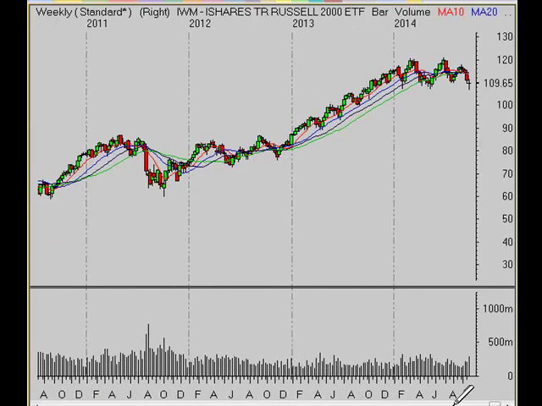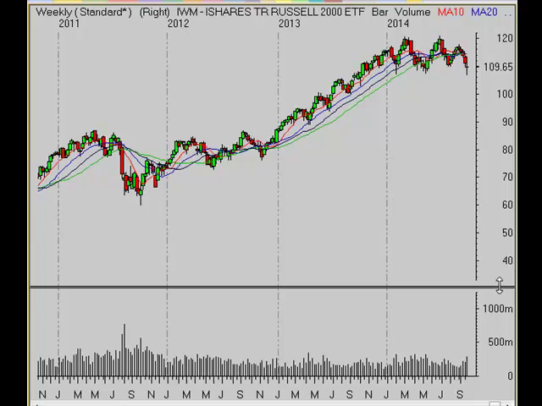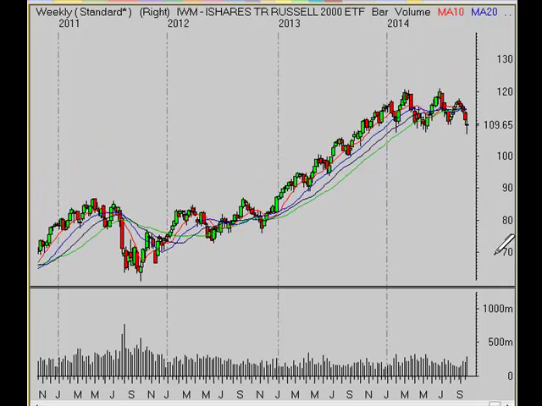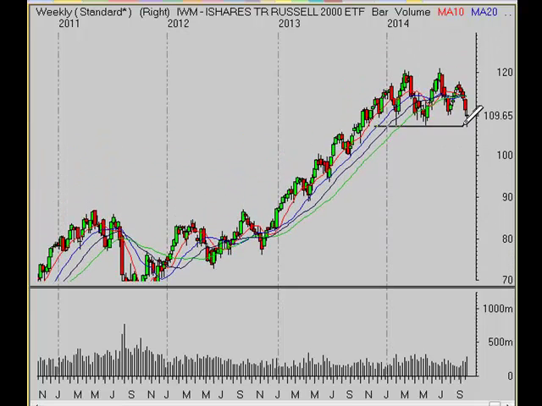I had posted on StockTwits and on alphatrends.net a chart of the Russell 2000. This is the weekly, and we've had this band of support, basically 107 to about 108. And you can look at this as a left shoulder here, a head, another head, and a right shoulder.